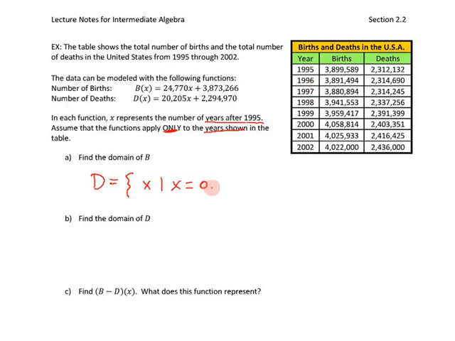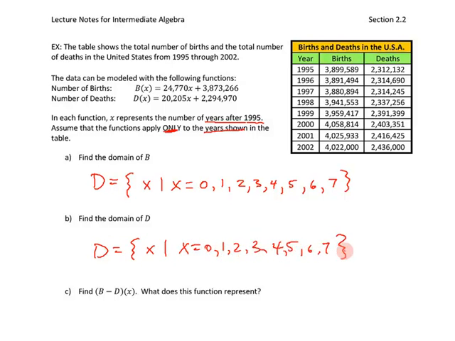So the domain of b is the set of all x such that x is, well, 1995, that would be x equals 0. 96 would be x equals 1. 2 is 97. 3 is 98. 4 is 99. 5 is 2000. 6 is 2001. And 7 is 2002, and that's it. That's the only values for which it applies. Not every number from 0 to 7, so I wouldn't do x between 0 and 7 because we can't plug in decimal numbers. This only is valid for actual year values. And the domain for the function d is still the same as that, right? It's still 0, 1, 2, 3, 4, 5, 6, 7, because it applies to the same years.